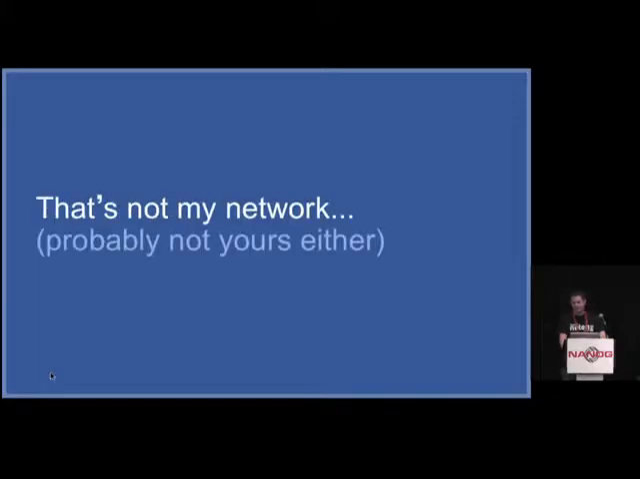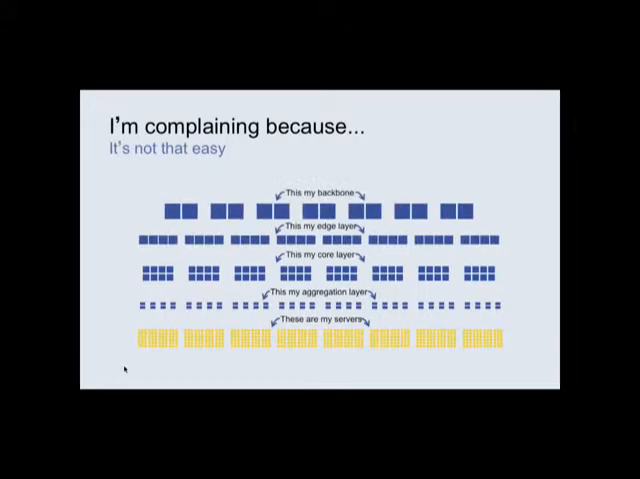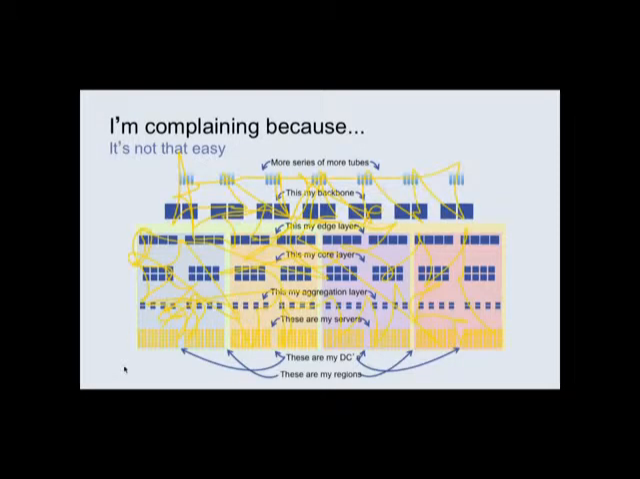But, and this is a big but, that's not my network. And the chances are, it's probably not yours either. My network looks something like this. I have a lot of servers, I have a lot of aggregation layer, and I have a very large core layer. But in addition, I'm a very large content provider, so I've also got an edge layer and a backbone layer. And of course, if I have a backbone, this means I have data centers. If I have data centers for redundancy, I probably have regions. And of course, this is all connected to the internet by a series of tubes.